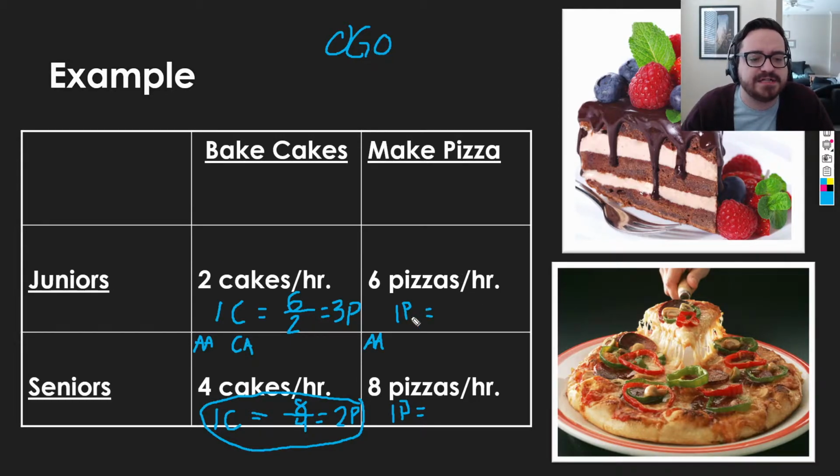So find the opportunity cost of 1 pizza for each. Again, do the OGO model. So pause the video and attempt it. If you don't know what you're doing, then don't pause it. But if you think you have an idea what to do, pause it and test it and see if you know what you're doing.